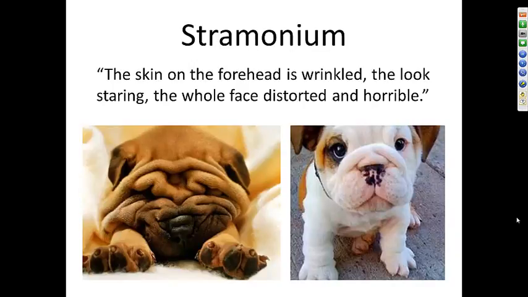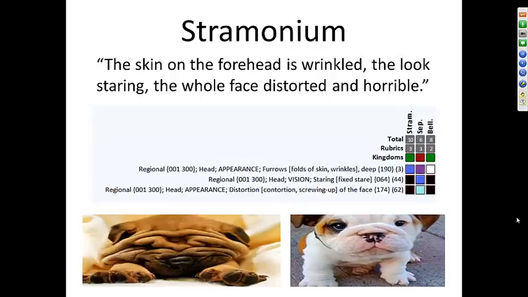Here's another example, Stramonium. So the original proving symptom, the skin on the forehead is wrinkled, the look staring, the whole face distorted and horrible. And again, if we deconstruct this and we look at it in MIC Repertory, you will see, again, that symptom. We've got furrows deep on the head. We've got vision staring on the head, and then we've got distortion of the face. You can see they've all been deconstructed. And when you put those 3 in and you repertorize, you come up with Stramonium.